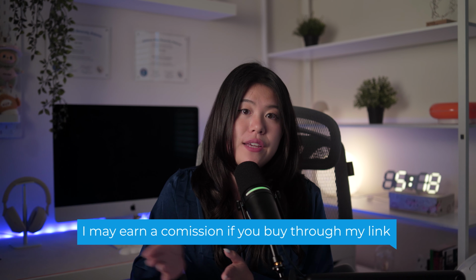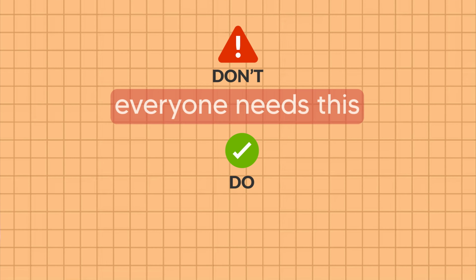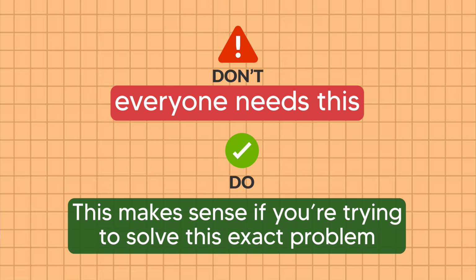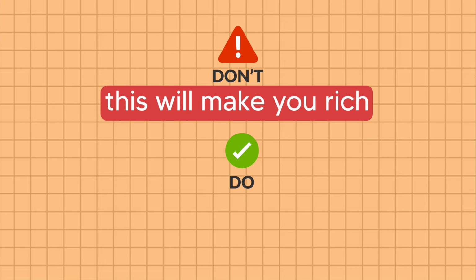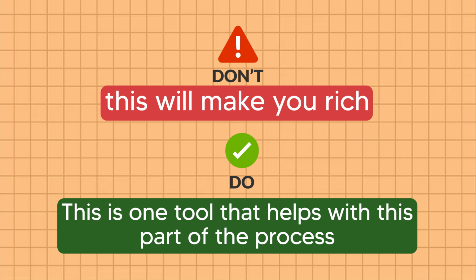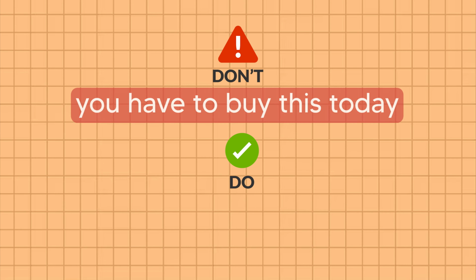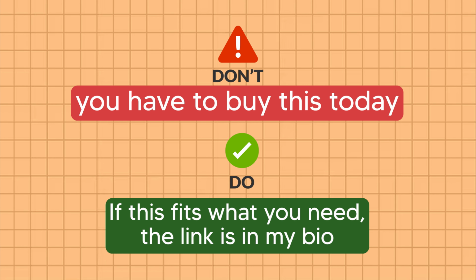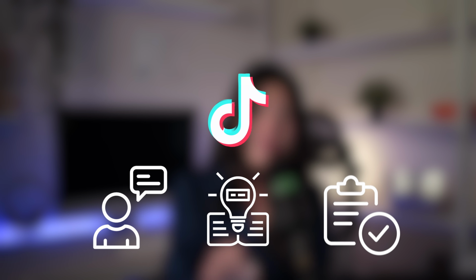The safest way to talk about affiliate products is to be specific. Do not say "everyone needs this." Say "this makes sense if you're trying to solve this exact problem." Don't say "this will make you rich." Say "this is one tool that helps with this part of the process." Don't say "you have to buy this today." Say "if this fits what you need, the link is in my bio." That small shift changes everything. TikTok content performs better when it sounds like a real person explaining something, not a commercial, and specific beats hype every time.